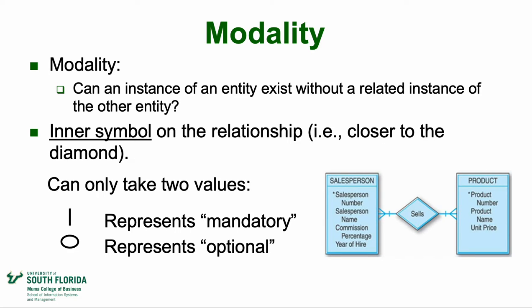Whereas cardinality concerns the question how many instances of each entity are related, modality concerns the question whether an instance of an entity can exist without an instance of the related entity. The modality of a relationship is indicated by the outer symbol on the relationship, i.e. the symbol closest to the diamond. There are again only two values, namely mandatory, which is indicated by a small horizontal bar, or optional, which is indicated by a circle. If the modality is mandatory, then there must always be an instance of the related entity, and obviously if the modality is optional, this is not so.